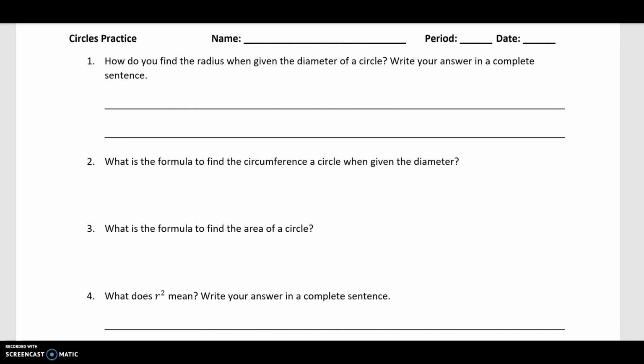Hey guys, so today we're doing a review of circumference and area of circles. So let's get started. Number 1 says, how do you find the radius when given the diameter of a circle? Write your answer in a complete sentence.